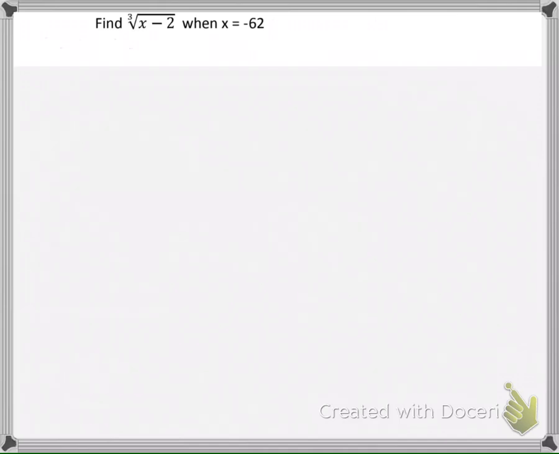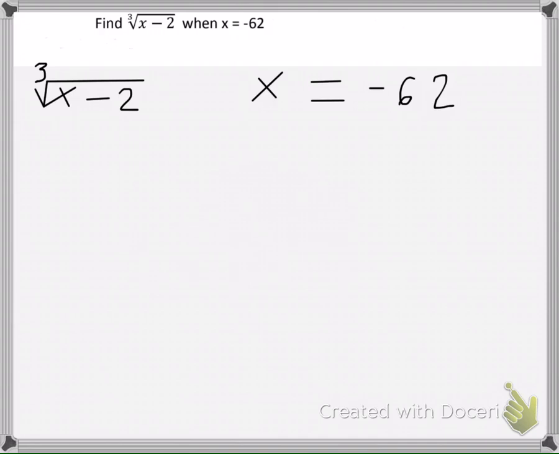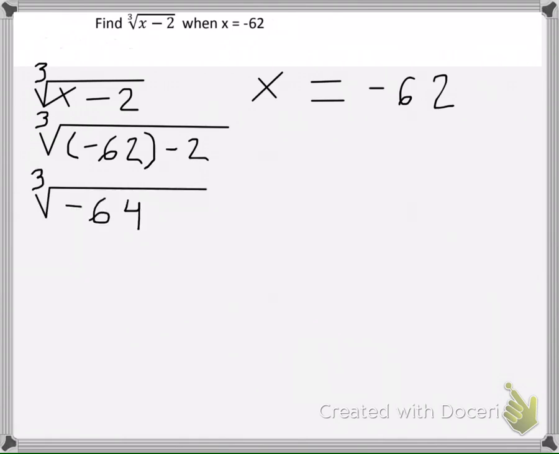And so to begin with, since we know what x equals, we're going to go ahead and replace x in this cube root. So I have the cube root of negative 62 minus 2. I simplify that, and so I get the cube root of negative 64, and then I have to think about what the cube root of negative 64 is.